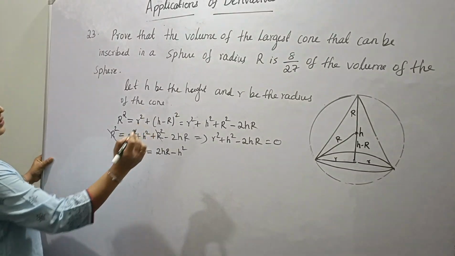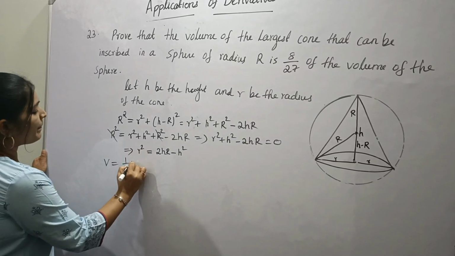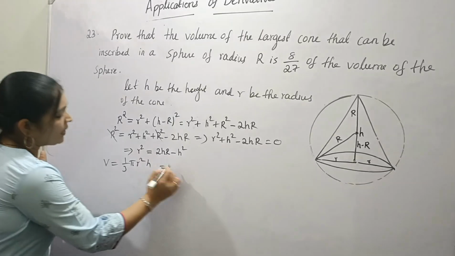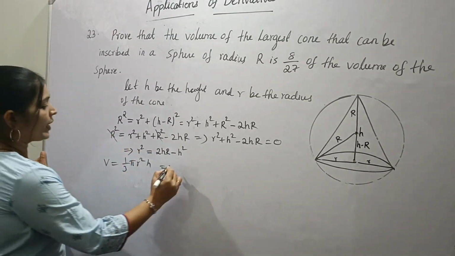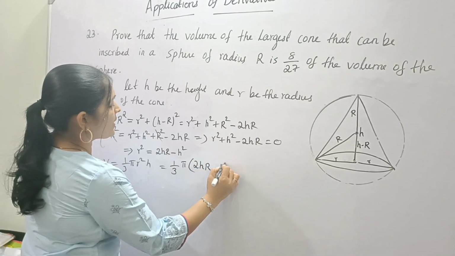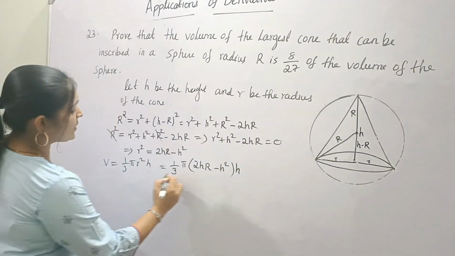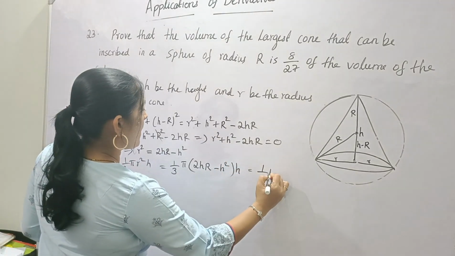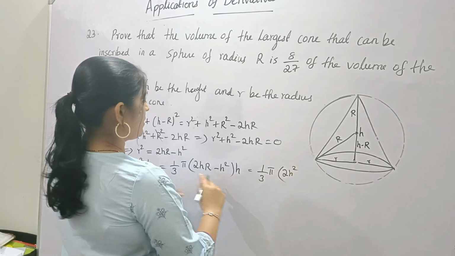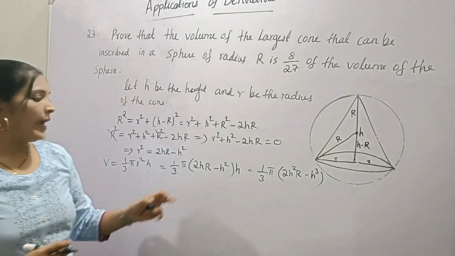So let's write the volume of the cone. Volume of the cone is 1 by 3 pi r square h, where r is the radius and h is the height. Now we will substitute for r square: 1 by 3 pi into (2hR minus h square) into h, that is equal to 1 by 3 pi (2 h square R minus h cube). That is our V.